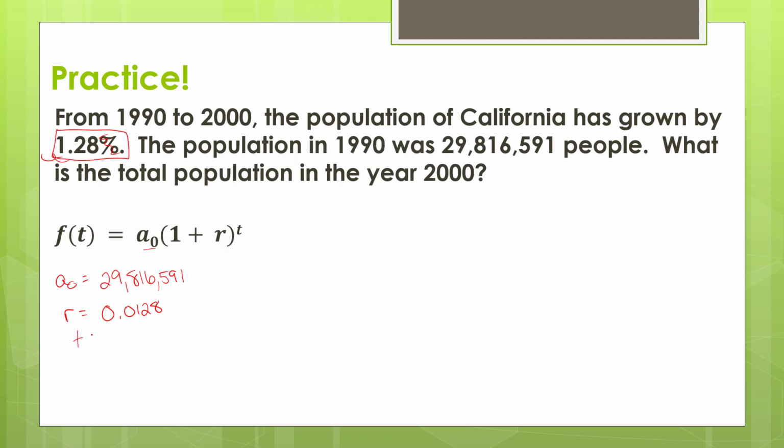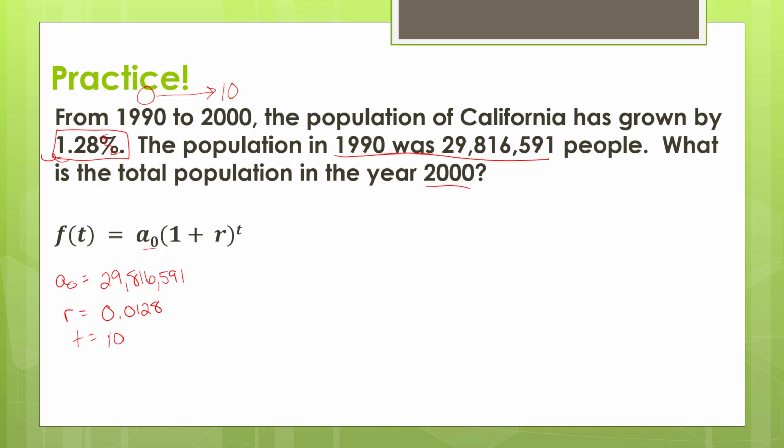And then lastly, the time. The amount of time that passes by. Well, we're looking for the year 2000, but we're not looking for 2,000 years because we don't have 2,000 years from our starting point as our reference data. Rather, our reference data started in 1990. Well, if 1990 is my 0 time, how many years have increased from 1990 to 2000? That would be 10. So 10 is our amount of time.